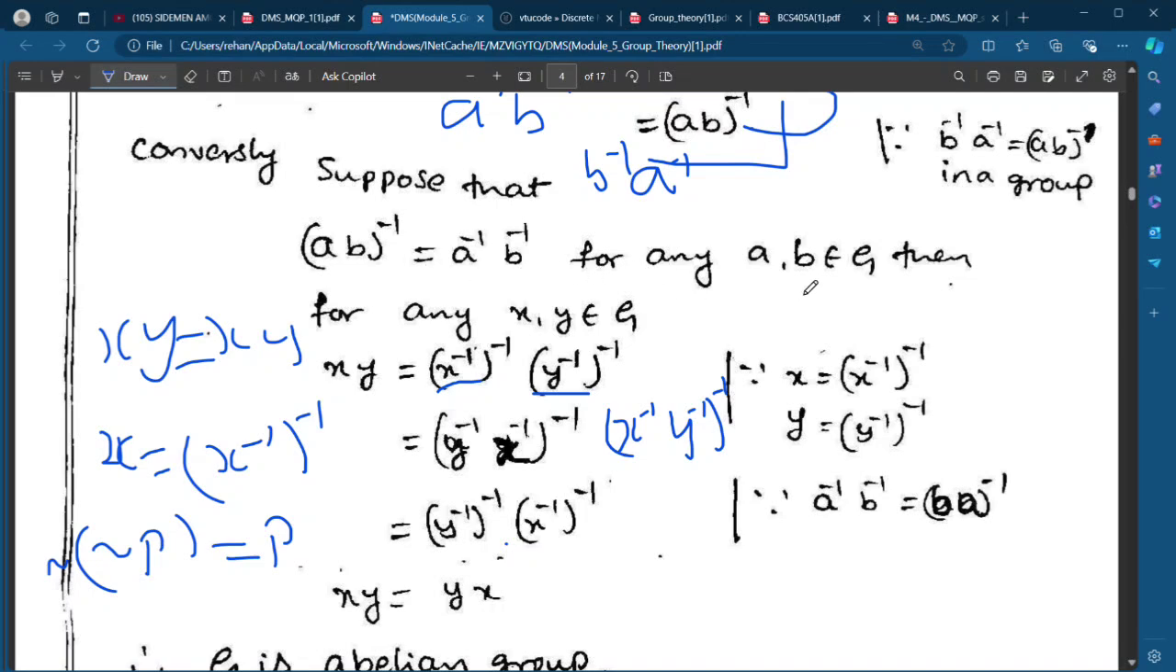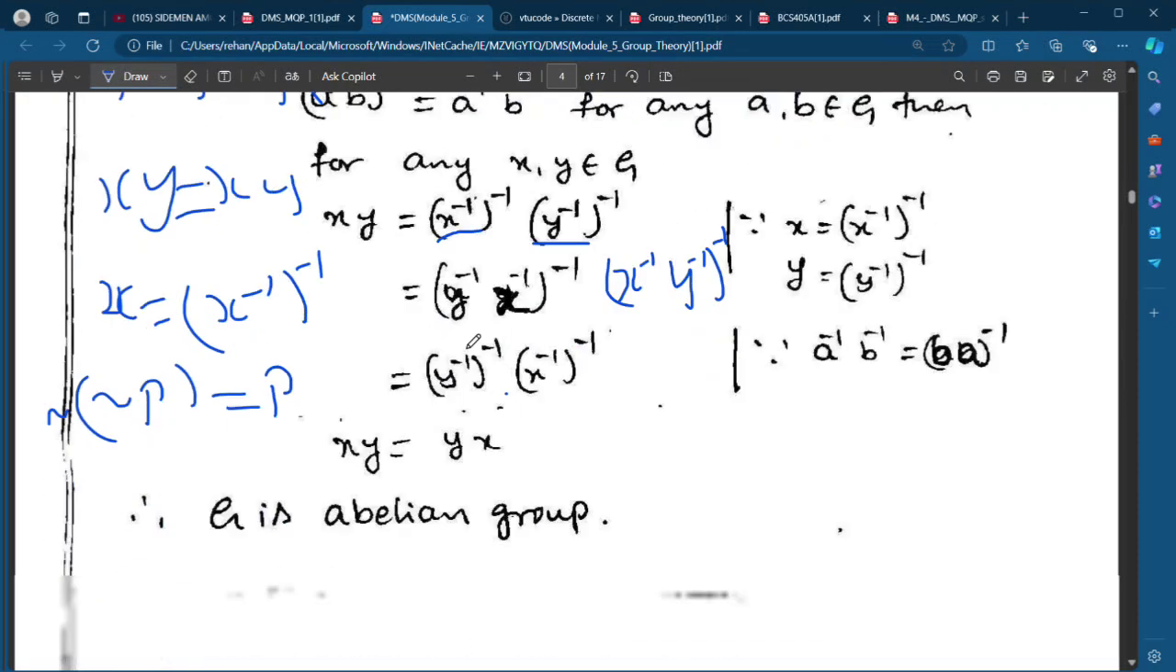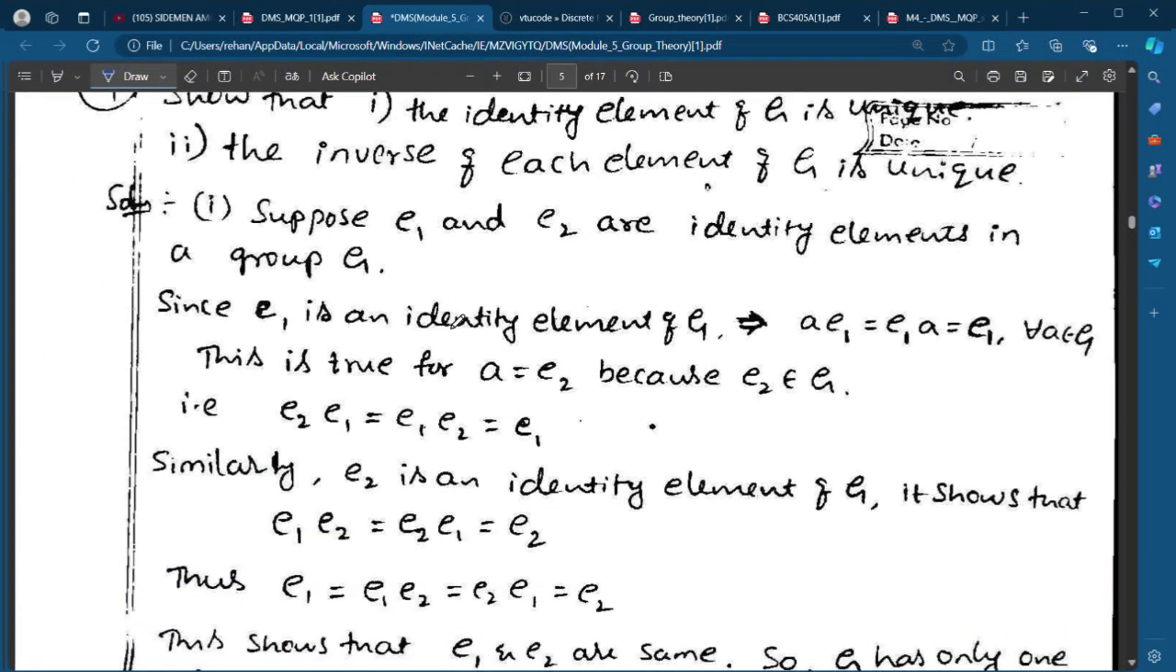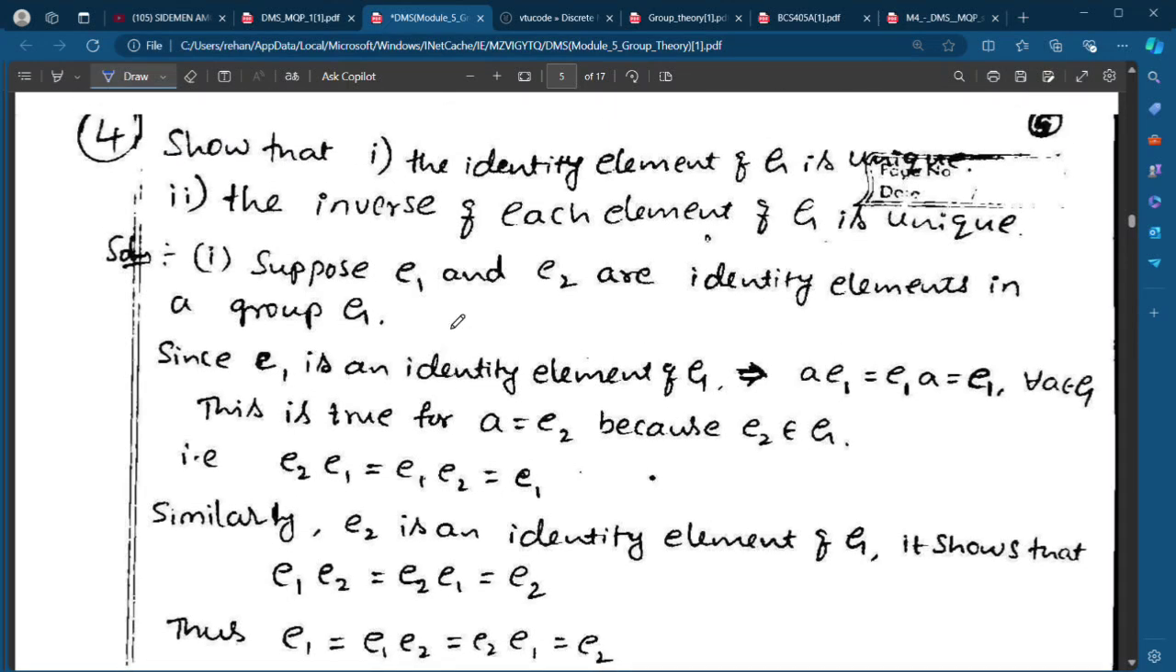Then we have to conversely prove that (AB) inverse equals A inverse B inverse for any A, B belonging to G. So you have to take x, y and prove that xy is equal to yx. So this step is done.